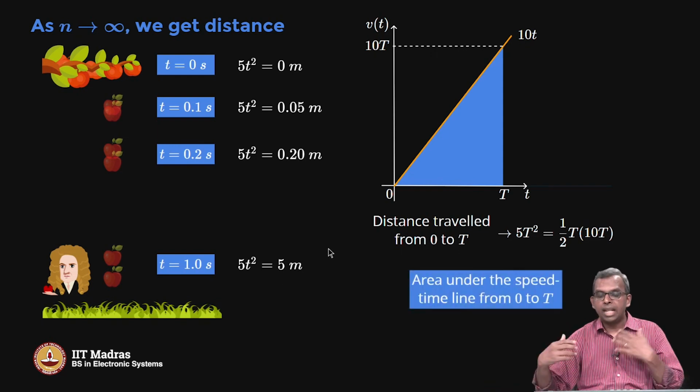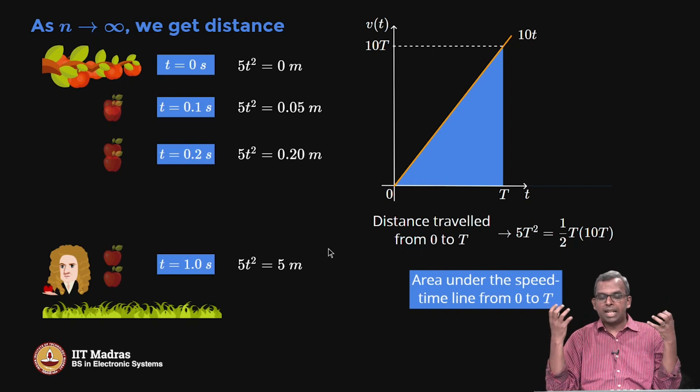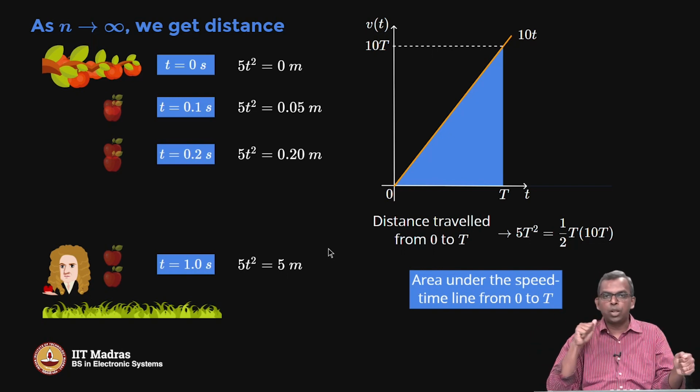So the area under the speed-time line from 0 to t is the distance. How do you go from distance to speed? You do differentiation. How do you go from speed to distance? You have to do integration, or area under the curve, and that is the essence of the whole calculus operation. I hope this was interesting enough to you.